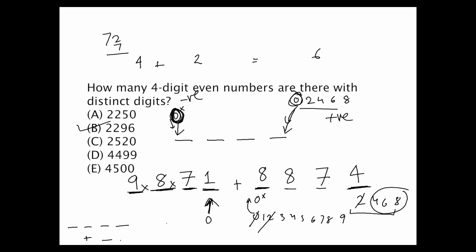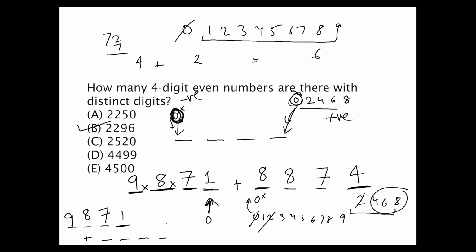Okay, so let's suppose you have 0, 1, 2, 3, 4, 5, 6, 7, 8, 9. So you put in 0 here. One way of doing that, you put 0. How many numbers are you left with? You're left with 9 numbers. Now you're left with 8. Now you're left with 7.